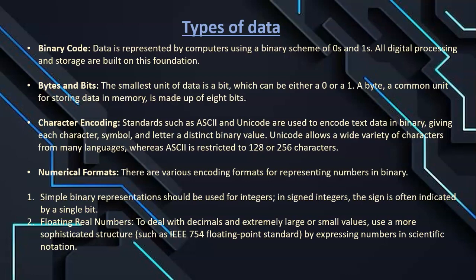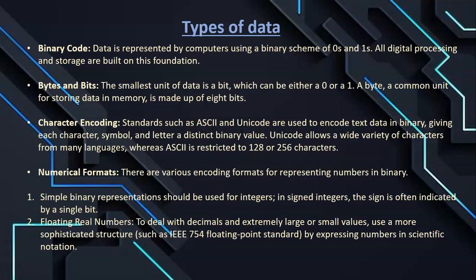Character encoding: standards such as ASCII and Unicode are used to encode text data in binary, giving each character, symbol, and letter a distinct binary value. Unicode allows a wide variety of characters from many languages, whereas ASCII is restricted to 128 or 256 characters.